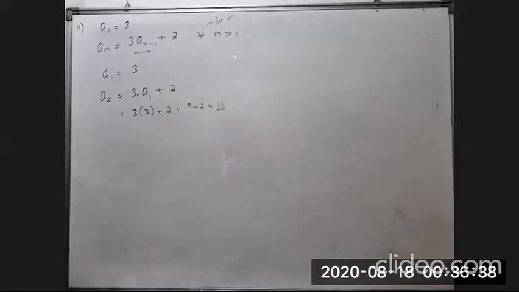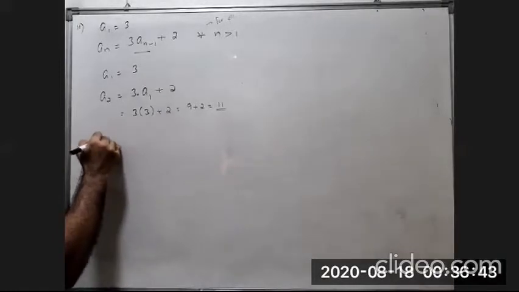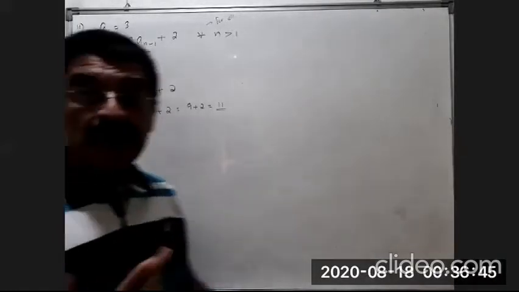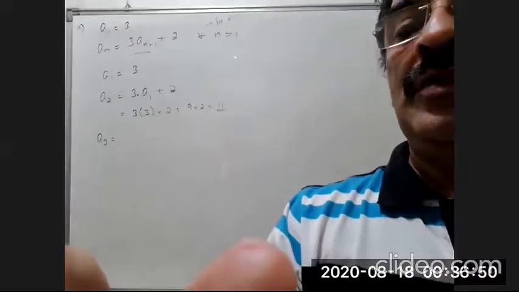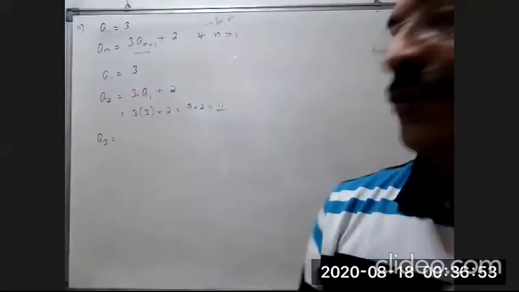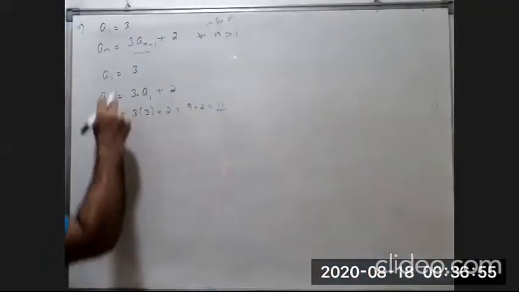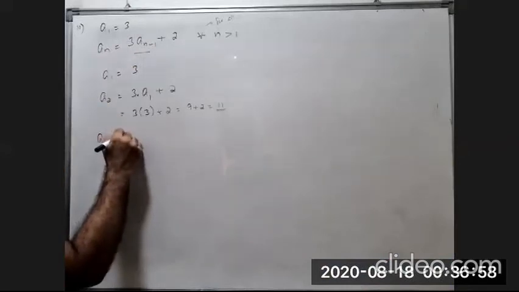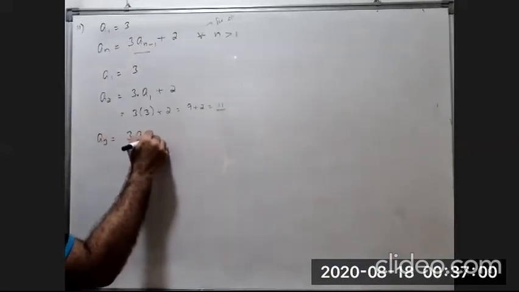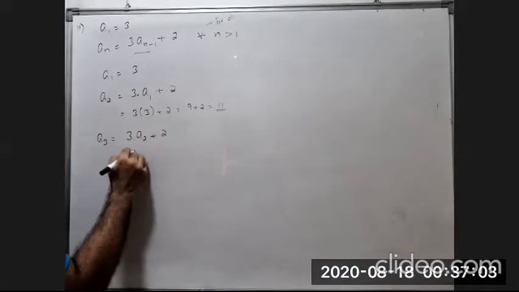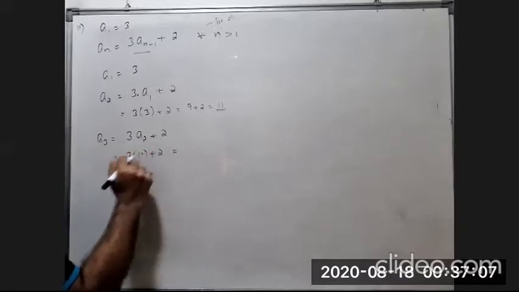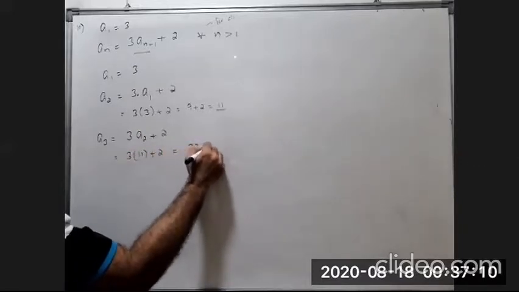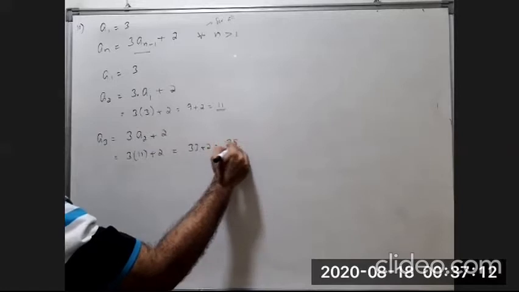Now, a_3. See that a_3 is 3 times the previous term. Which is the previous term of a_3? The previous term of a_3 is a_2. So 3 times a_2 plus 2. That is 3 times, what was our a_2? a_2 is 11, plus 2. 33 plus 2, we got it as 35.